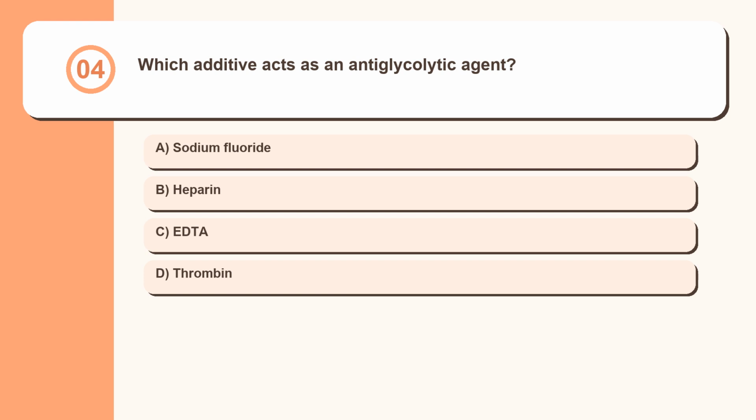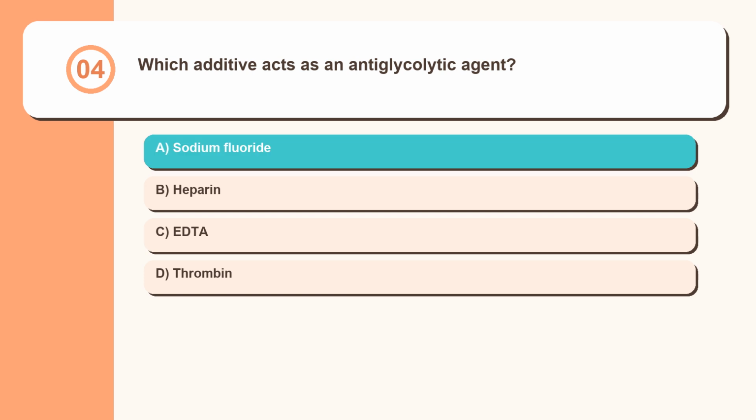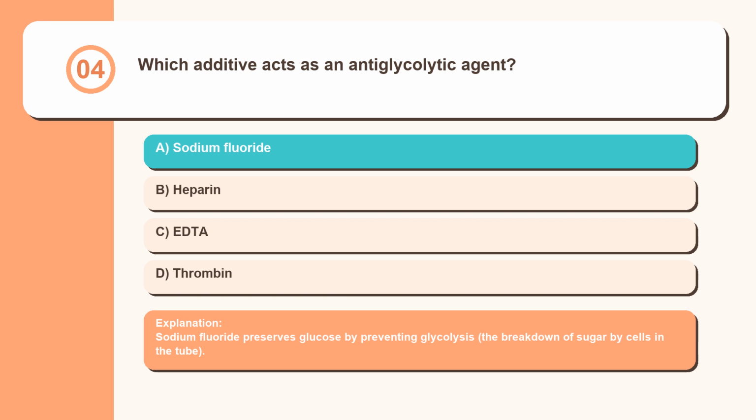Question 4. Which additive acts as an antiglycolytic agent? Sodium fluoride, heparin, EDTA, thrombin. Sodium fluoride preserves glucose by preventing glycolysis, the breakdown of sugar by cells in the tube.